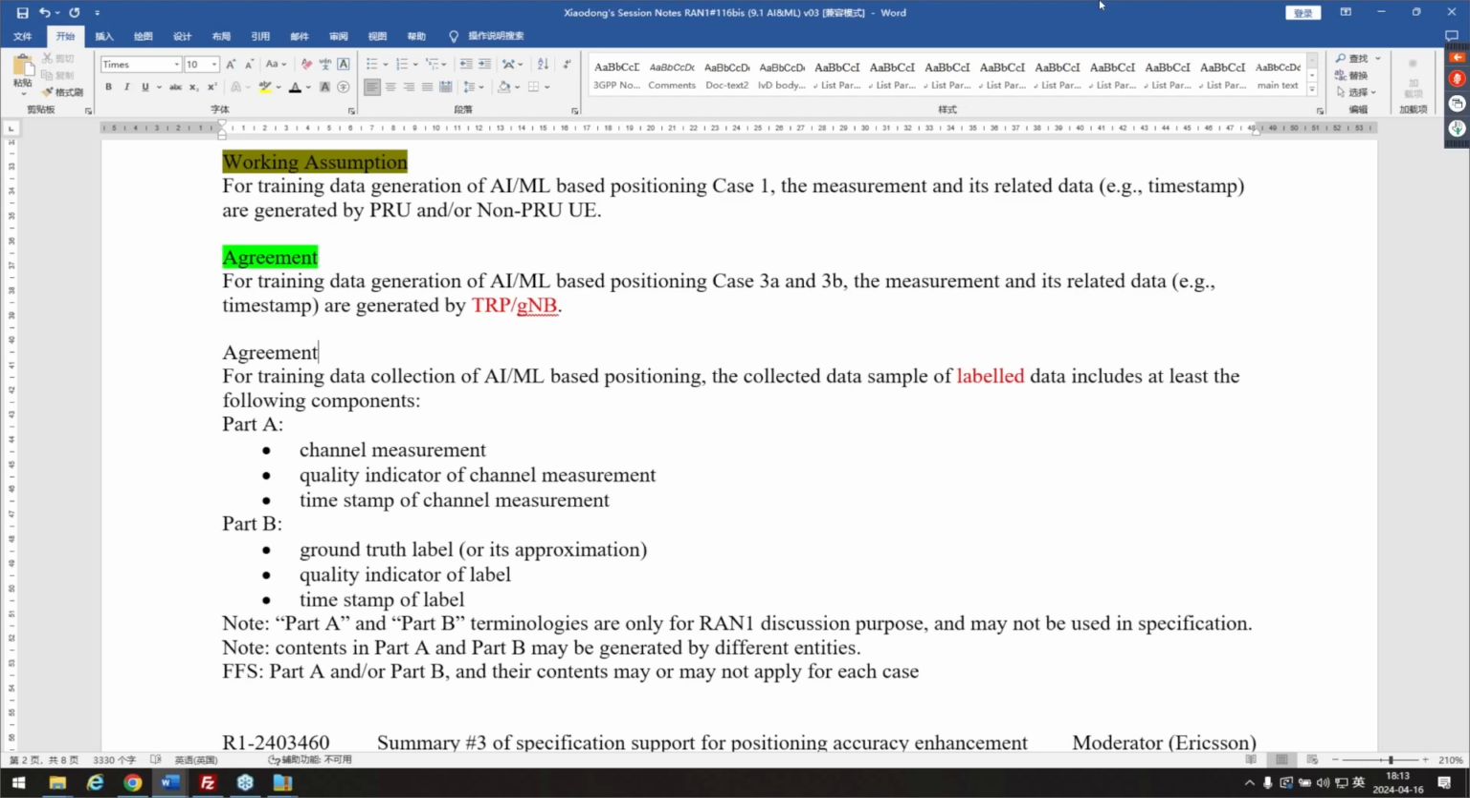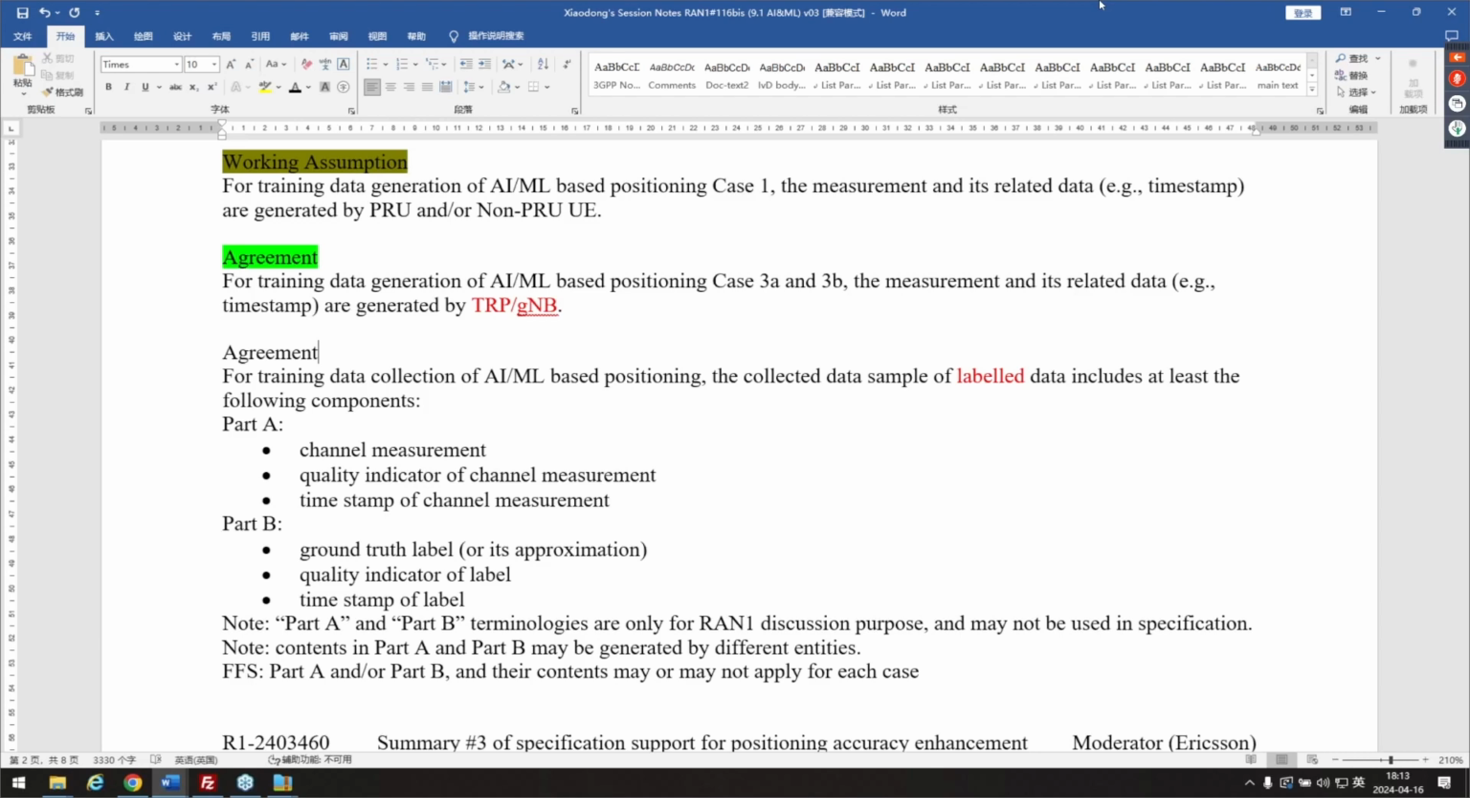Oh, okay. I can talk on behalf of what I heard from Qualcomm. For the last part, the intention was to say, for example, for case 1, maybe the training data collection would be performed in a proprietary way, so part A and part B won't be visible in the specification. That was the intention.